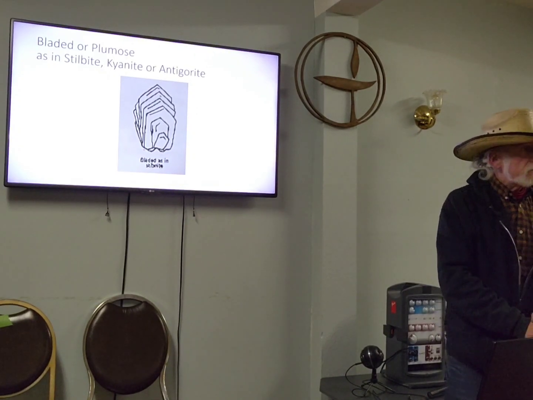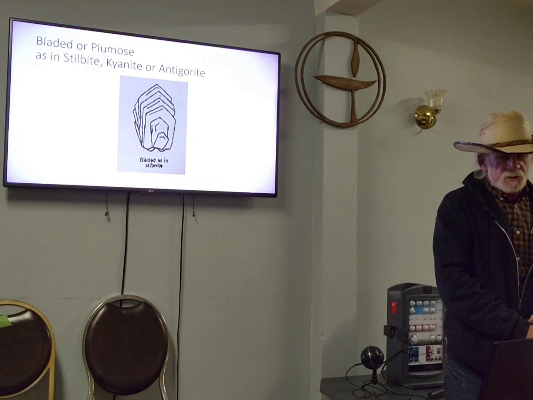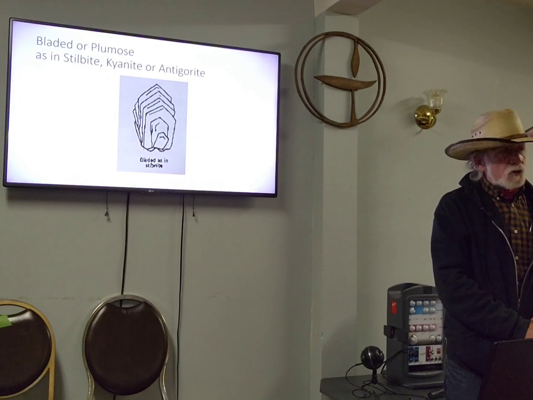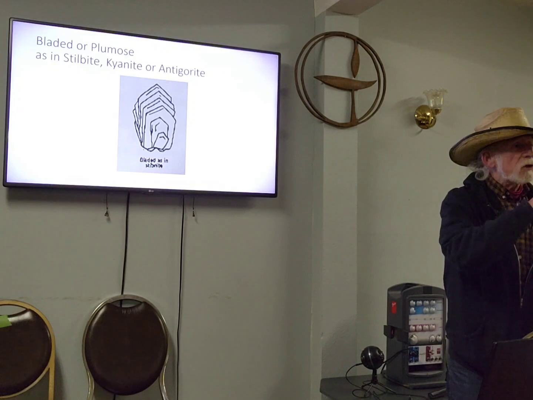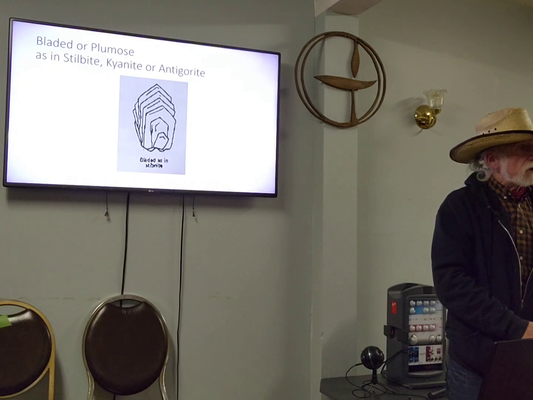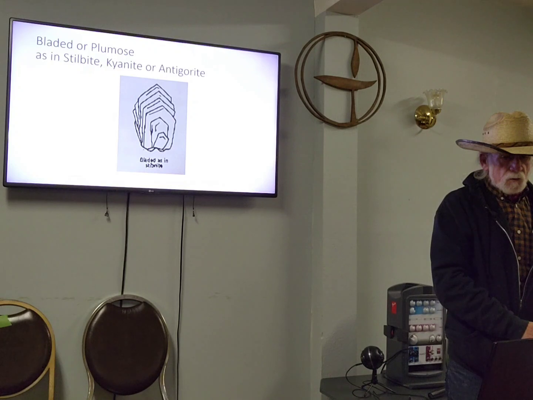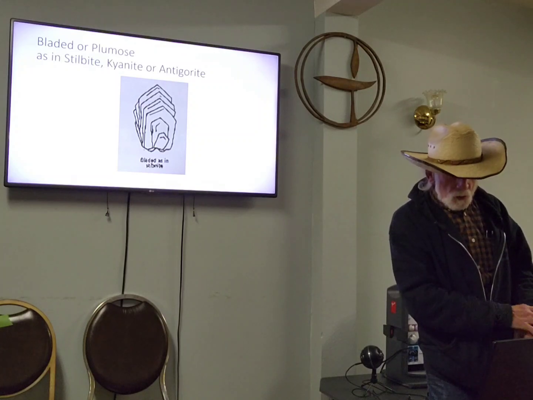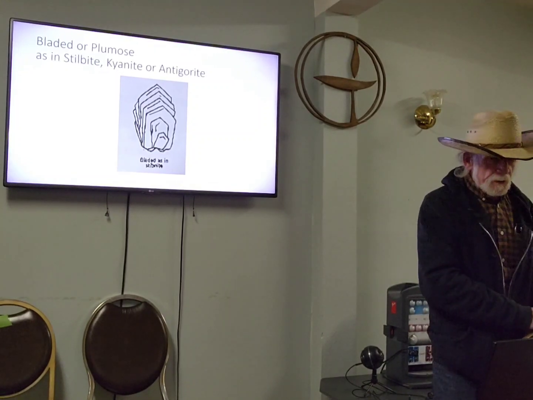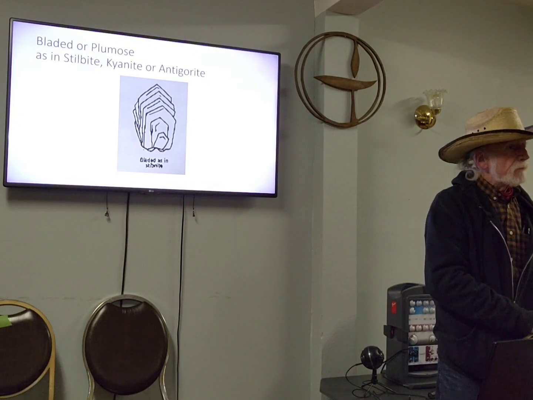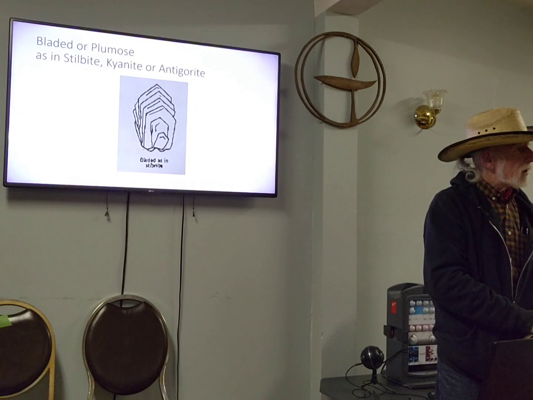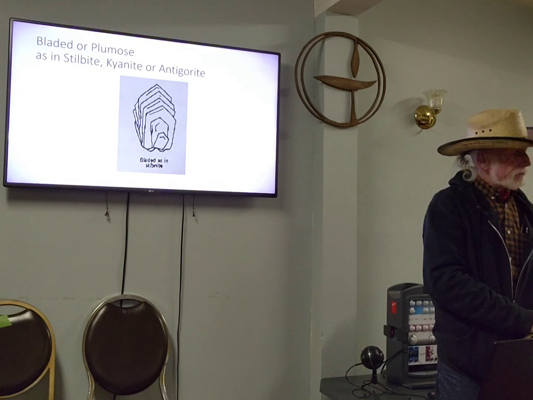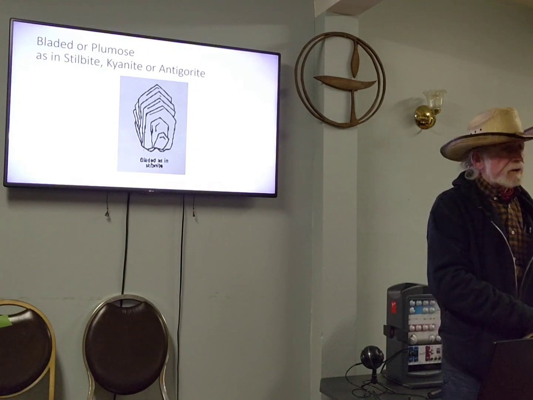Bladed or plumose. Most people don't use the word plumose anymore, but I just love the word. And bladed just means that it's got flat, long crystals grown together. It can occur in stilbite, kyanite, if you know the minerals. You picture it in your mind. There's a little picture here. This shape looks more like stilbite. Kyanite is probably flatter. Would it be barite also? Barite, yes. Okay, bladed.